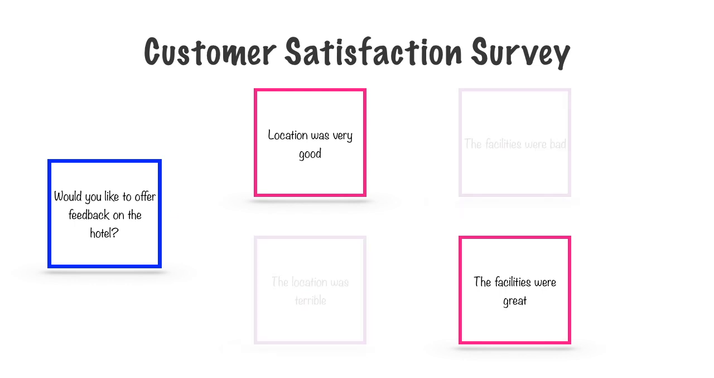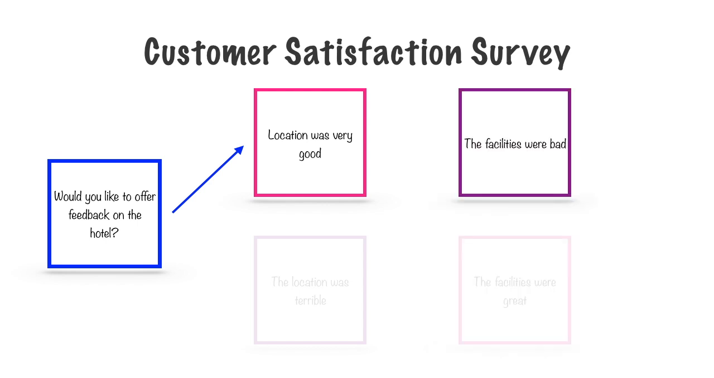One possibility, which forms one path through these intents, is that the customer was very happy with the facilities at the hotel as well as the location. The customer says the location was very good and follows up with the facilities were great. Another possibility is that the customer was happy with the location but unhappy with the facilities in the hotel.